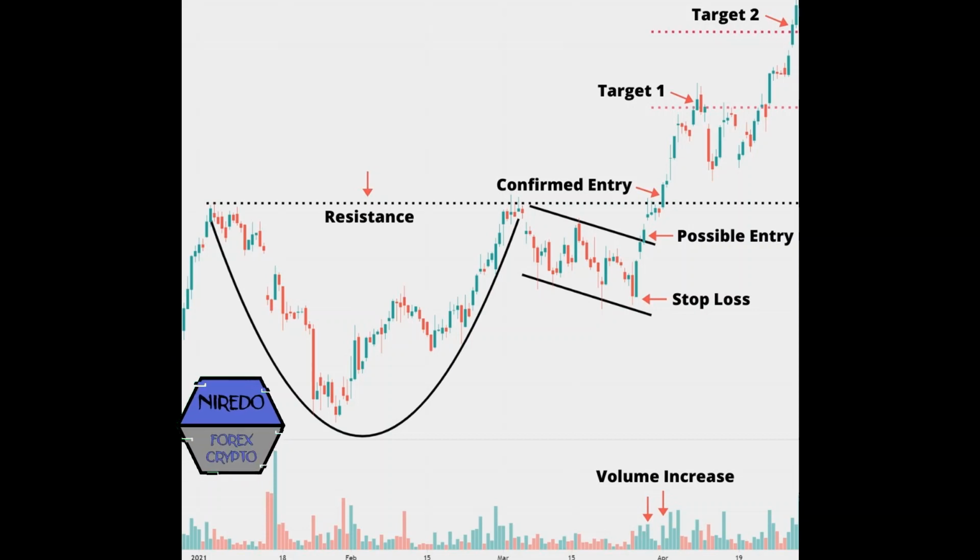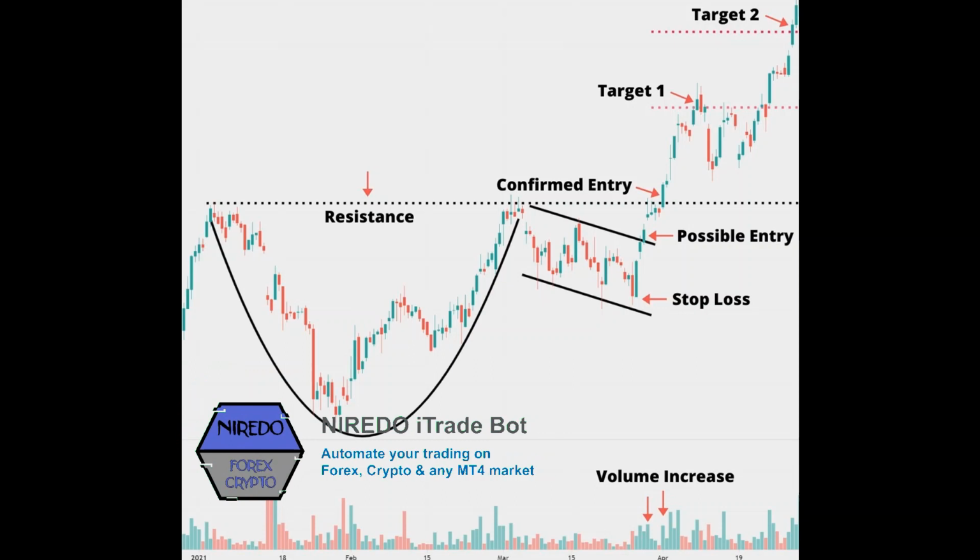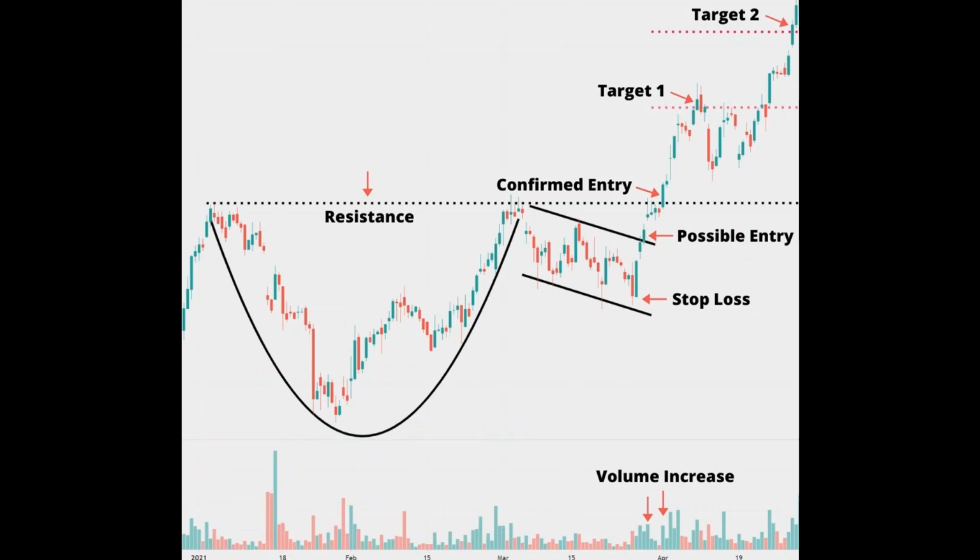Identify the pattern, measure the height of the pattern, from the bottom of the cup to the rim, and project that height from the point of the breakout to determine a potential price target. Wait for the price to break above the resistance level, formed by the rim of the cup. Confirm the breakout by looking for a volume increase, which indicates strong momentum and increasing interest in the asset.